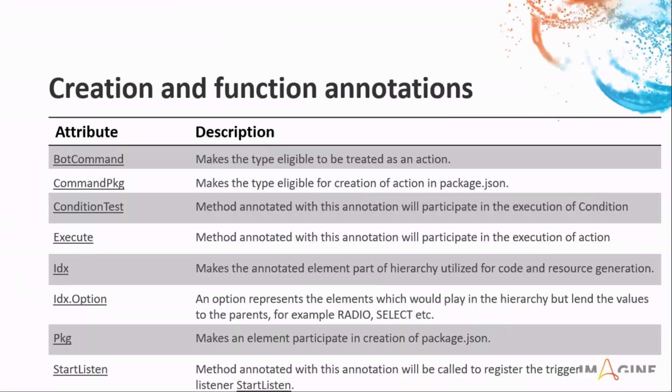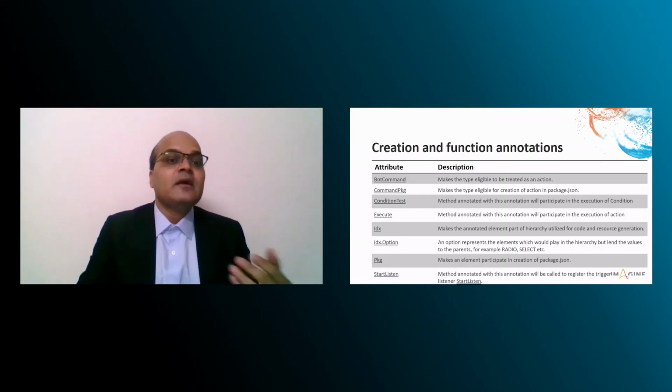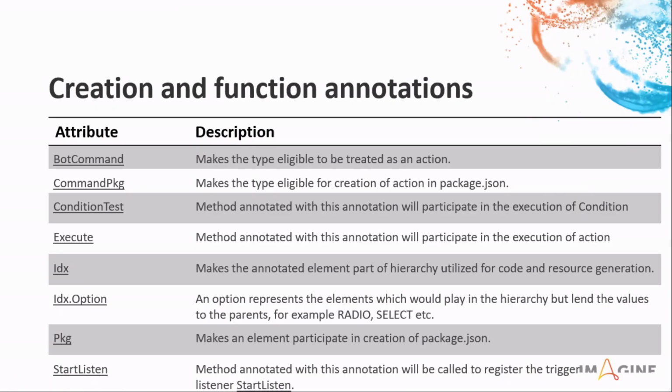Now let's take a look at some of the annotations. For example, the very first one, the bot command annotation. This is the most important one, which is used to make your Java class eligible to be considered as an action. And then the second one, the bot command package annotation, which is similar to bot command, and it is always used in conjunction with the bot command annotation.